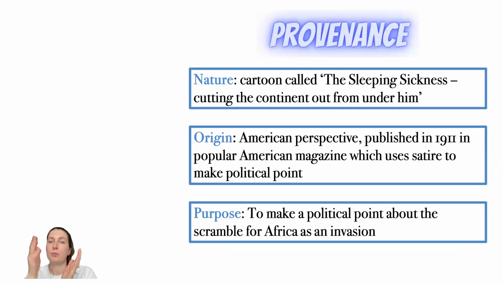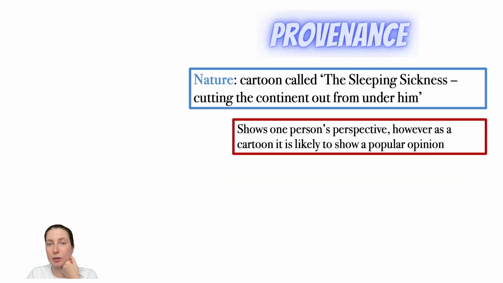Just to recap: nature, cartoon, origin, American perspective, 1911, political point, and purpose, making a political point with some humor about the scramble for Africa. Now, when we're assessing provenance, provenance is probably harder in one sense because you have to try and think about why the source is useful to us. And what I would say is always try and find a use.